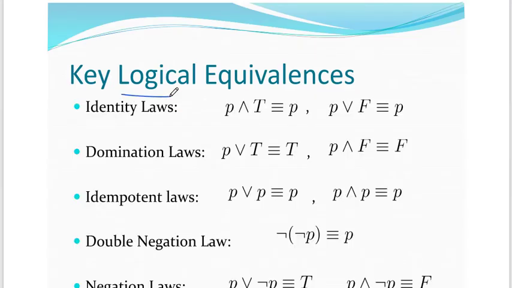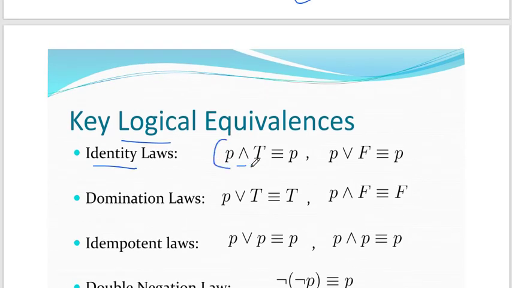Now let's talk about key logical equivalences. Okay, here identity laws. P or true is logically equivalent to P. Why? Here you can see that one of them is true. If P is true, then it will become true. If P is false, then it will also become false. Okay, sorry, this is not OR, this is AND.